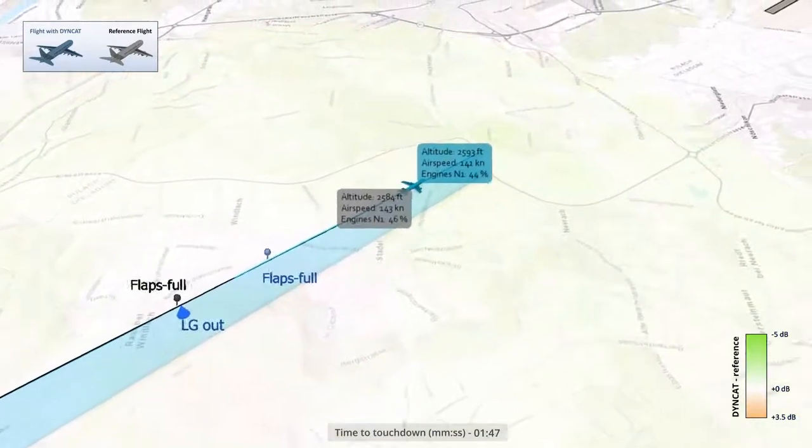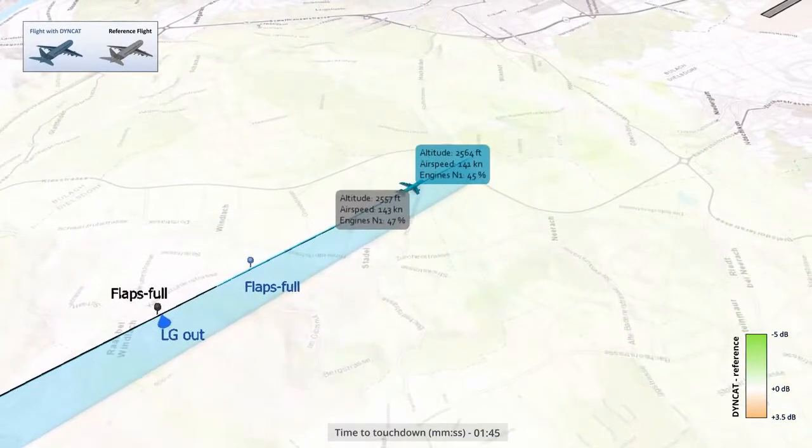The two flights are now at the stabilization point, from where the DYNCAT function is no longer active.